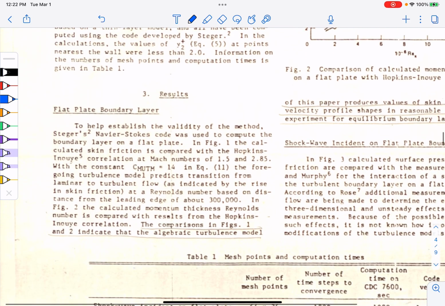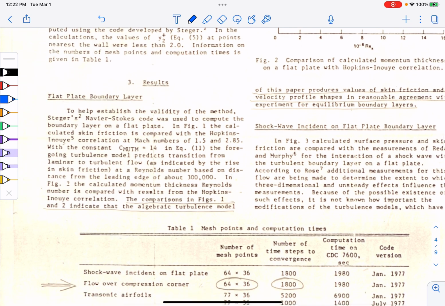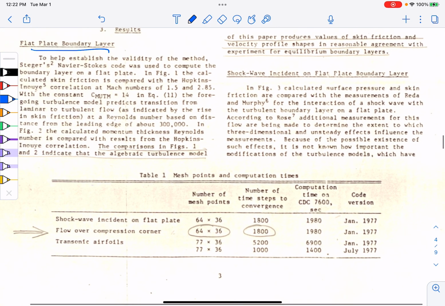Okay, so anyway, he formulates all this, and he put most of his predictions in a NASA technical note, which is on NTRS today. Let's look at some of these major predictions. So first he looks at flat plates. And before we get into that, let's look at the timing. So shock wave incident on flat plate, flow over compression corner, transonic airfoils. This is his solver convergence, number of steps. This is his grid points.